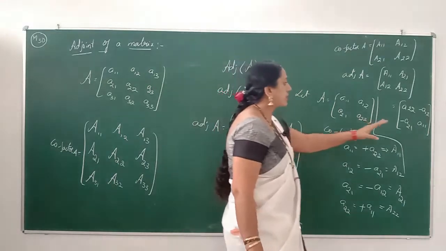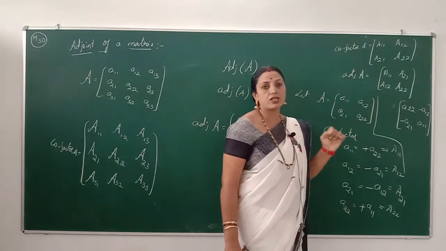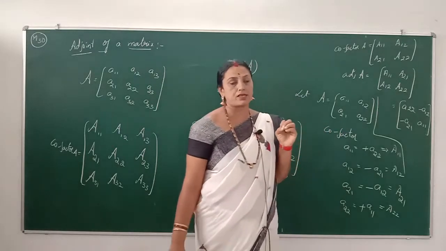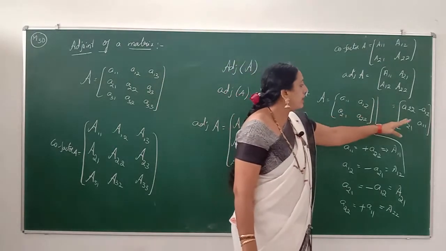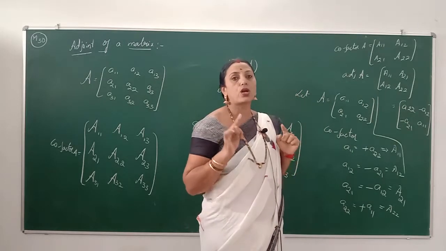Always remember that condition, because these steps are not necessary to mention in problems on 2 cross 2 matrices. Therefore, we can directly write the adjoint of a given matrix in the 2 cross 2 case.